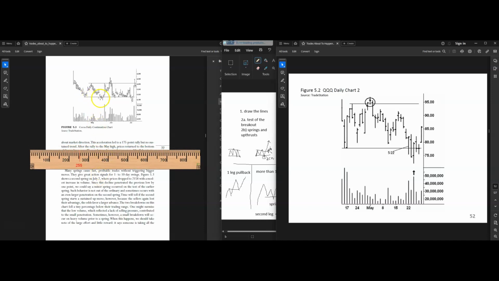Here you see there's a spring coming right back in the range. Spring coming back right back into the range. This is a dangerous upthrust, but you can see it goes up and it goes right back down, taking out the low, close below the low, close above the high.